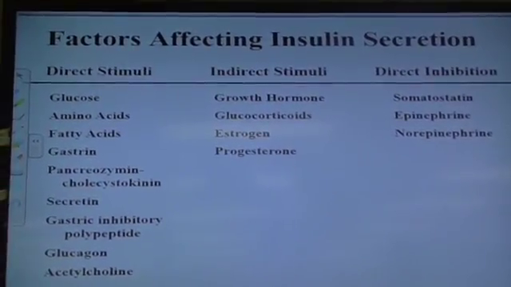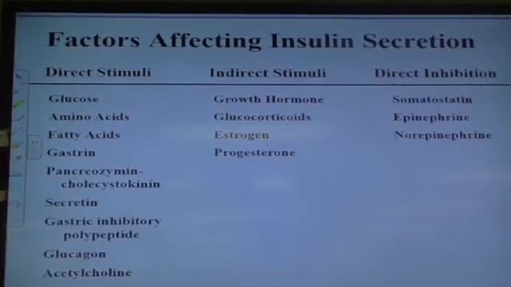Gastrin. Where's gastrin secreted? Stomach. So why would you want insulin to be primed to get ready then? What's that telling you? Yeah, food's coming, right? So get ready, okay?